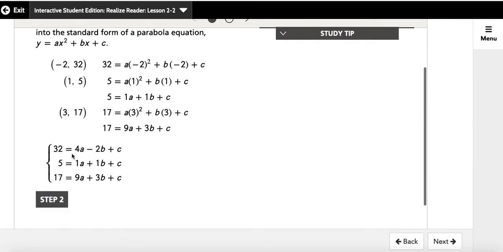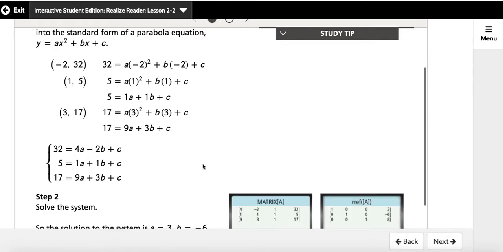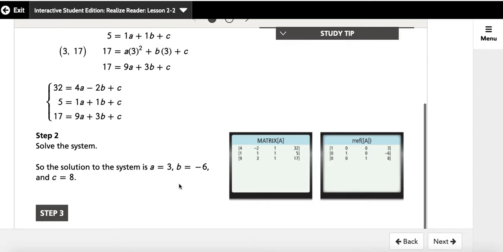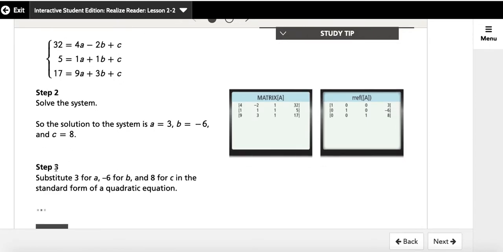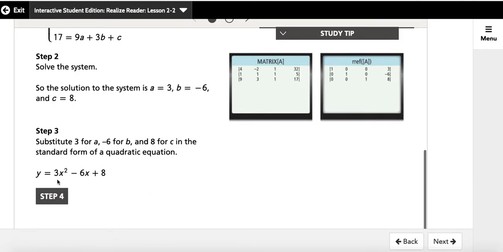Now that we have a system of equations with a, b, and c, 3 unknowns, we can solve using the matrix and go to the RREF, the reduced row echelon form, and find out, in this case, that A was 3 and B was -6 and C was 8. Now that we know the values of A, B, and C, we can write our equation. Y equals 3x squared minus 6x plus 8.